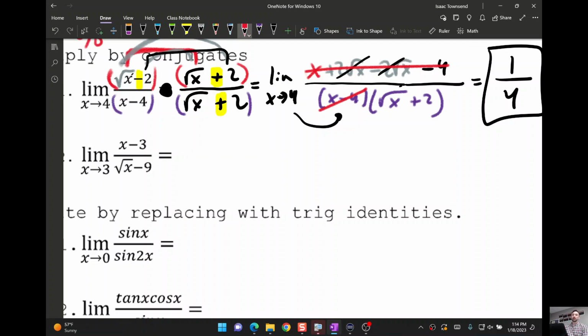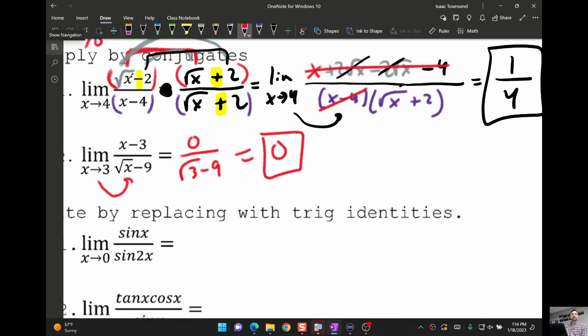Plug it in. Always start with direct substitution, because in this problem you end up with 0 over some number. And what is 0 divided by a number other than 0? 0. So remember, direct substitution, you always need to start with that. Most of the time the question is 0 over 0 to help you practice what you need to practice, but always try that first.